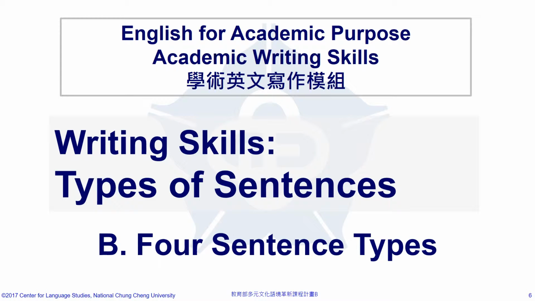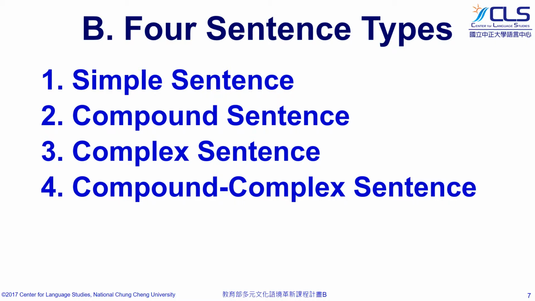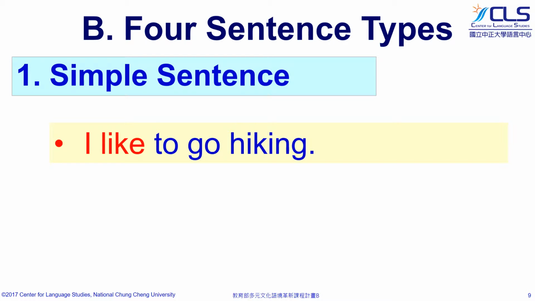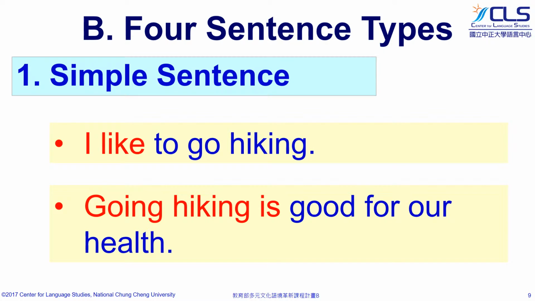Now, let's move on to learn the 4 major sentence types. In this part, we will introduce these 4 sentence types: simple, compound, complex, and compound-complex sentence. So first, a simple sentence contains only one independent clause, and it has one subject and a verb. For example, I like to go hiking, and going hiking is good for your health. In the 2 sentences, I and going hiking are the subjects, while like and is are verbs.